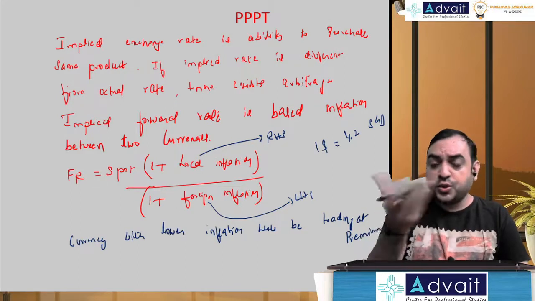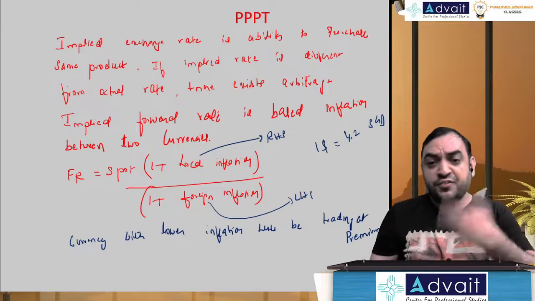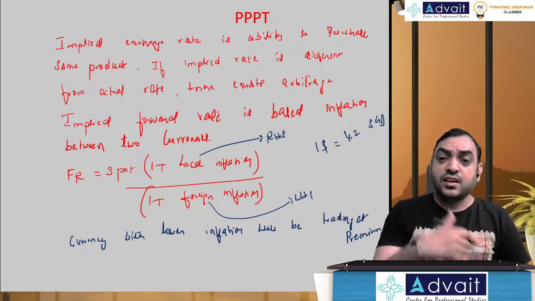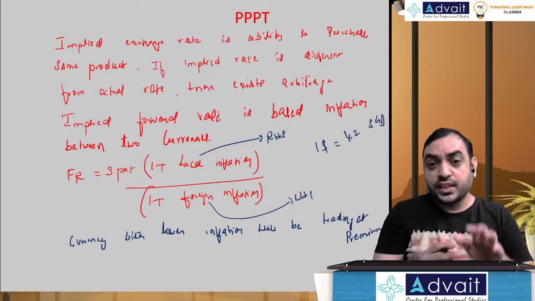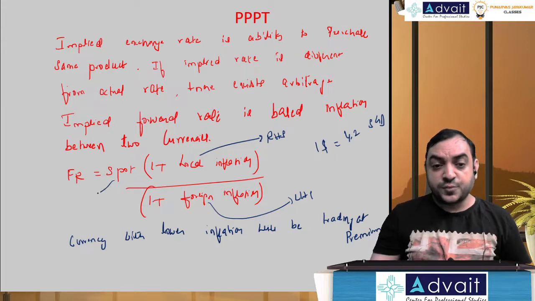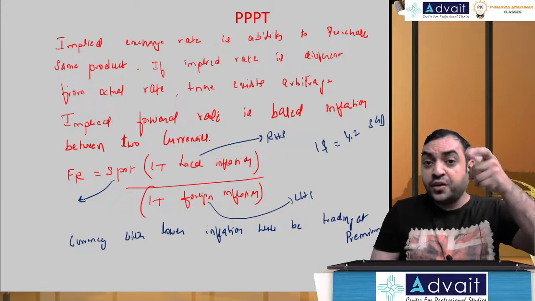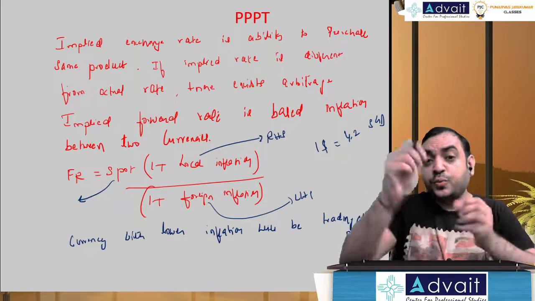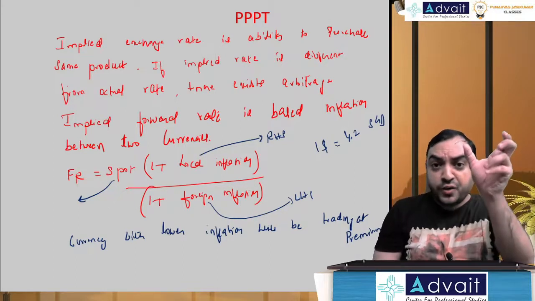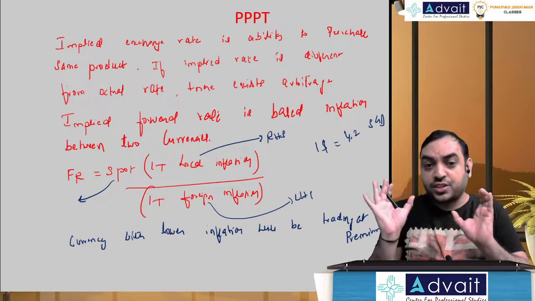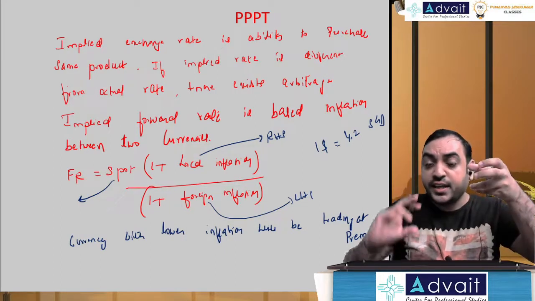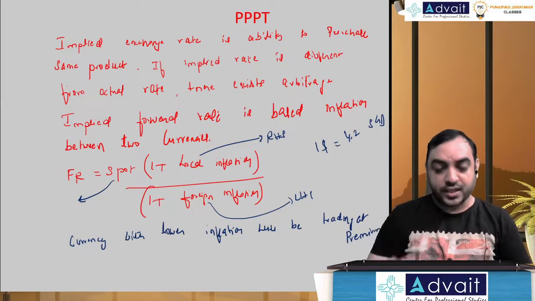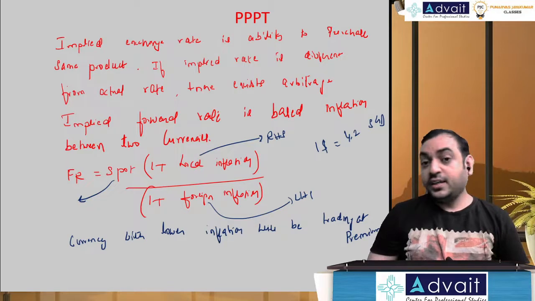Of course, if the implied forward rate is different from the actual forward rate, there exists an arbitrage opportunity. We buy in the cheaper country and sell at the higher rate country. If spot rate comes to the left side, the ratio between forward rate and spot rate is the ratio between the inflation rates: forward rate by spot rate equals local inflation by foreign inflation. So this is the purchasing power parity theorem.